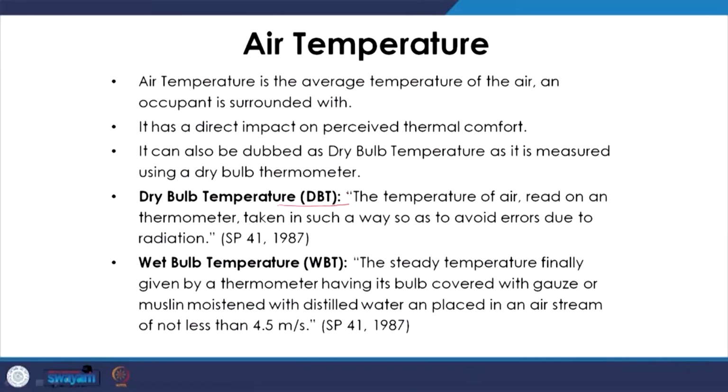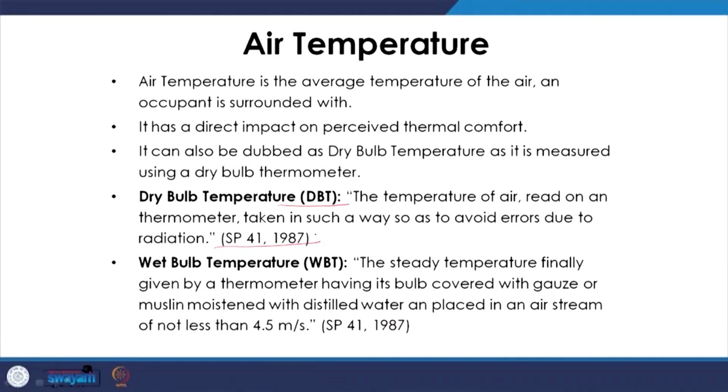Now, this air temperature is of two types. You might have already studied it, but let us quickly brush it up. One is dry bulb temperature, which is taken by a regular thermometer in such a manner so as to avoid errors due to radiation. This is defined as per SP 41 of India. SP 41 is a code prevalent in our country, India.